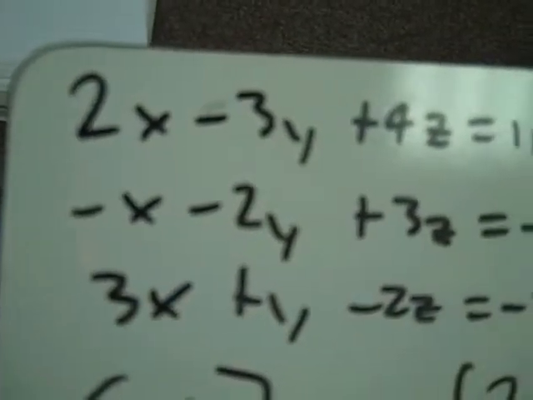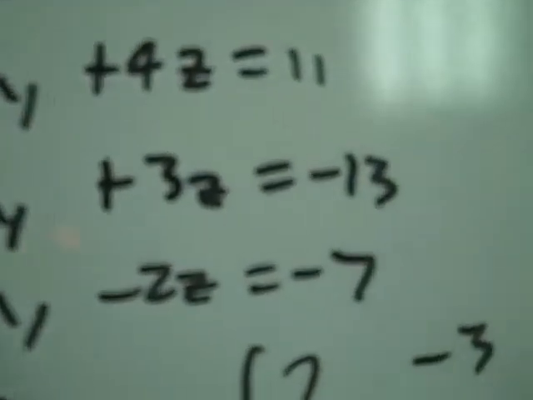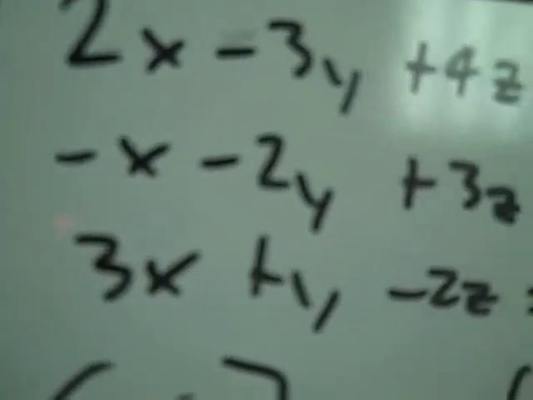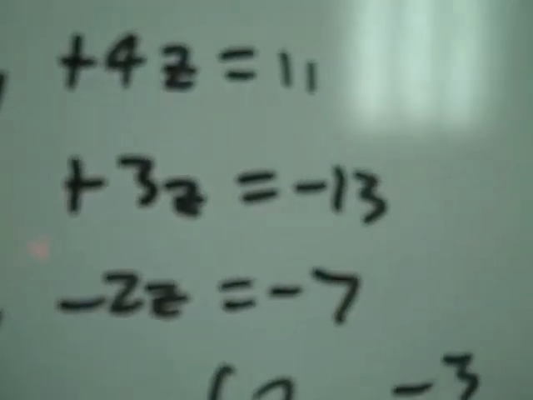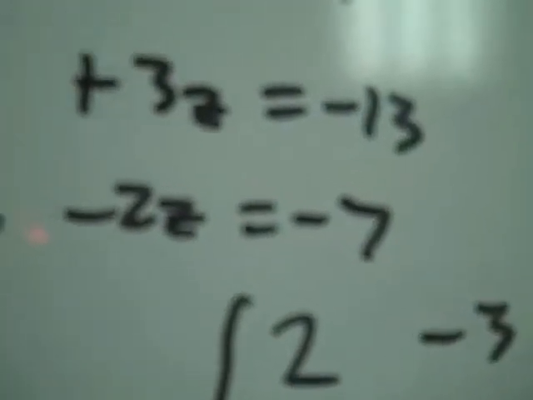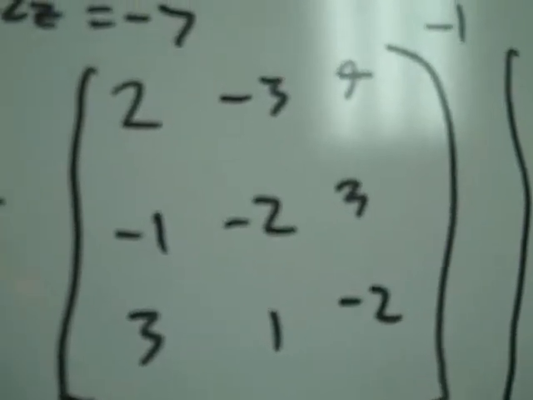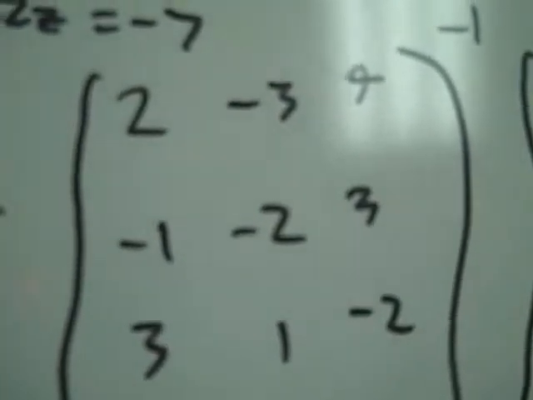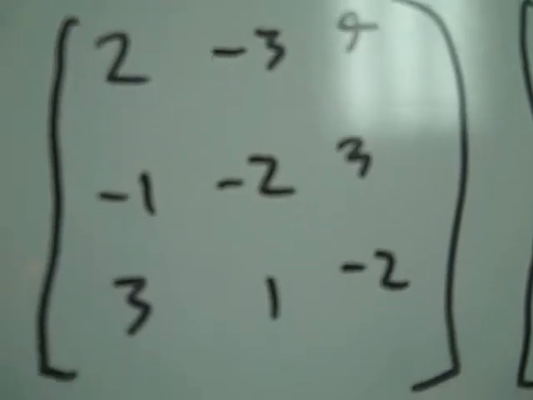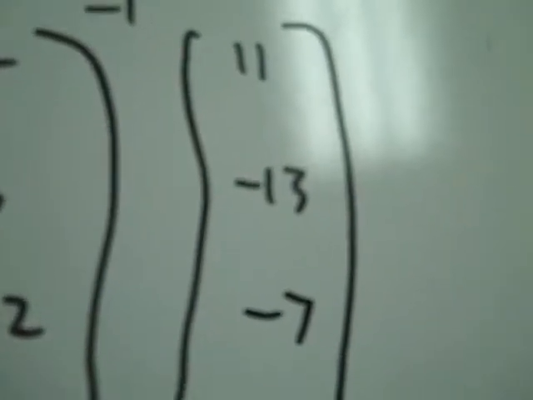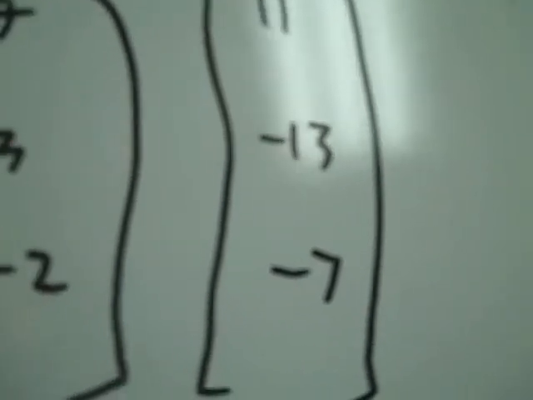Alright, and then we have this next one, which is a system of equations. So it's 2x minus 3y plus 4z is equal to 11, and negative x minus 2y plus 3z equals negative 13, and 3x plus y minus 2z is equal to negative 7. So you can set this up as a few matrices. You're solving for x, y, and z, and then it is equal to 2, negative 3, 4, negative 1, negative 2, 3, 3, 1, negative 2, and then the inverse of that multiplied by 11, negative 13, and negative 7.